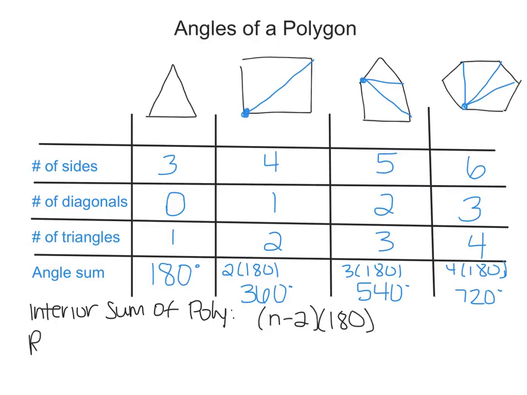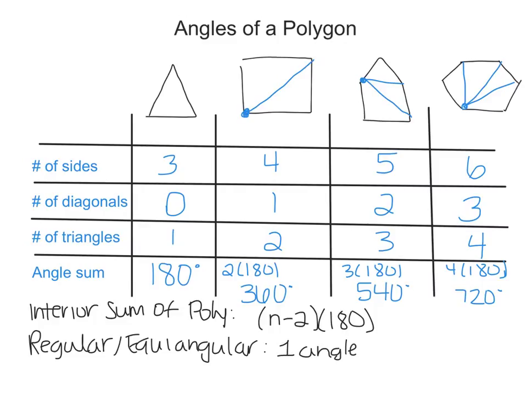If I want for a regular or an equiangular polygon, and I want to know just one angle, I can do that, right? I can take the total sum, so n minus 2 times 180, and if I divide it by the number of sides, right, because I have 3 angles and 3 sides, 4 angles and 4 sides, that's going to give me one measure of one of the angles. So we can figure out how big this angle is here if we wanted to. So go ahead and make sure that those are all in your notes, especially these formulas here.